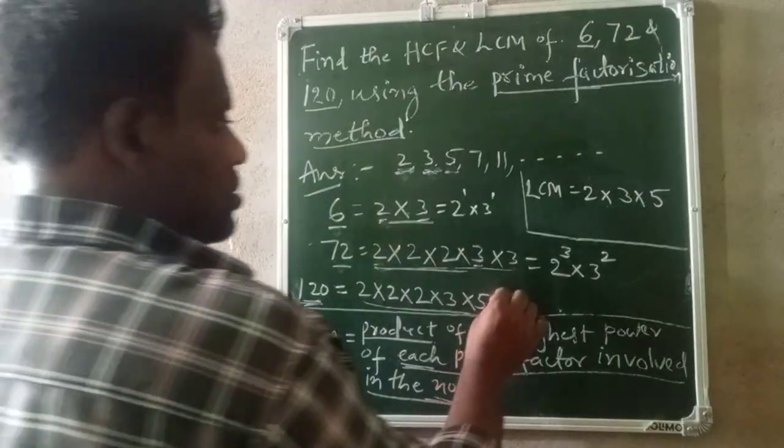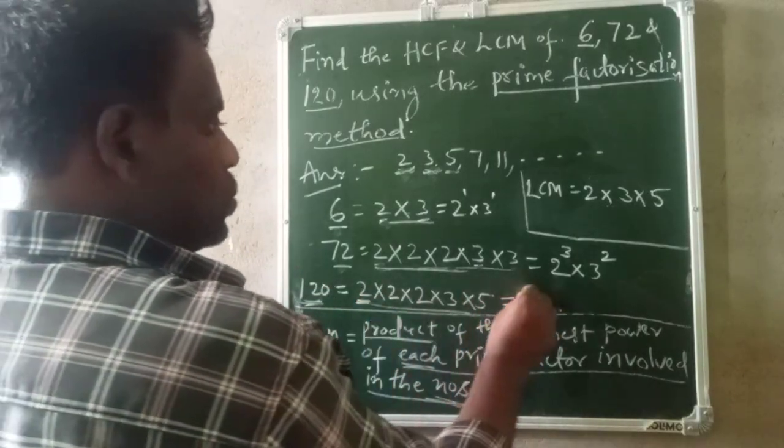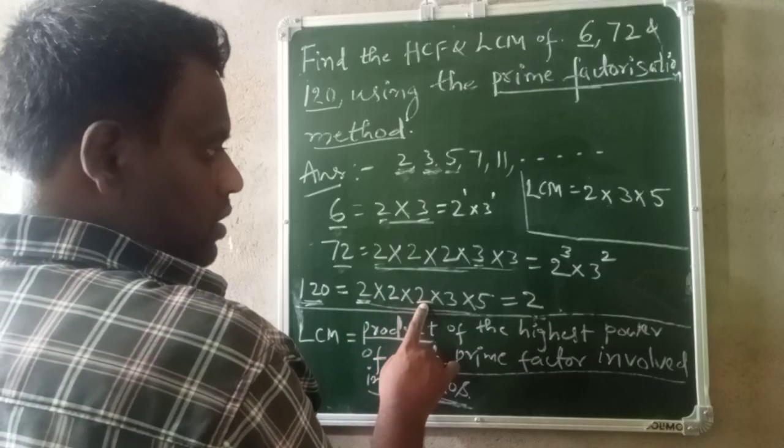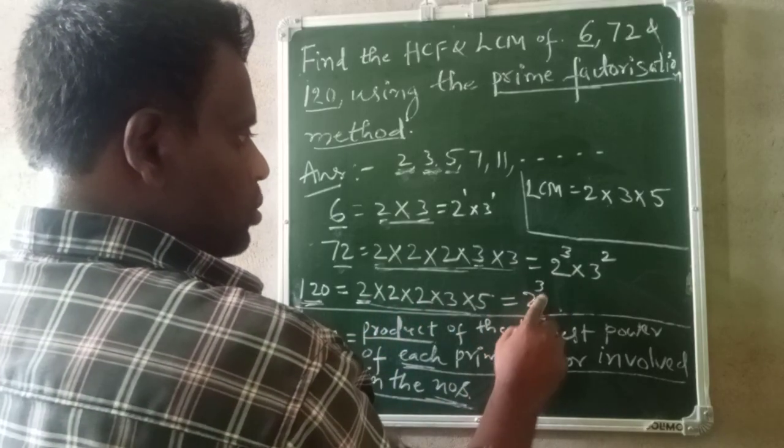Okay. Next, similarly here, first take this number 2. Now how many 2's are there here? 1, 2, 3. 3 are there. So I will write 3 here. So 2 to the power of 3.